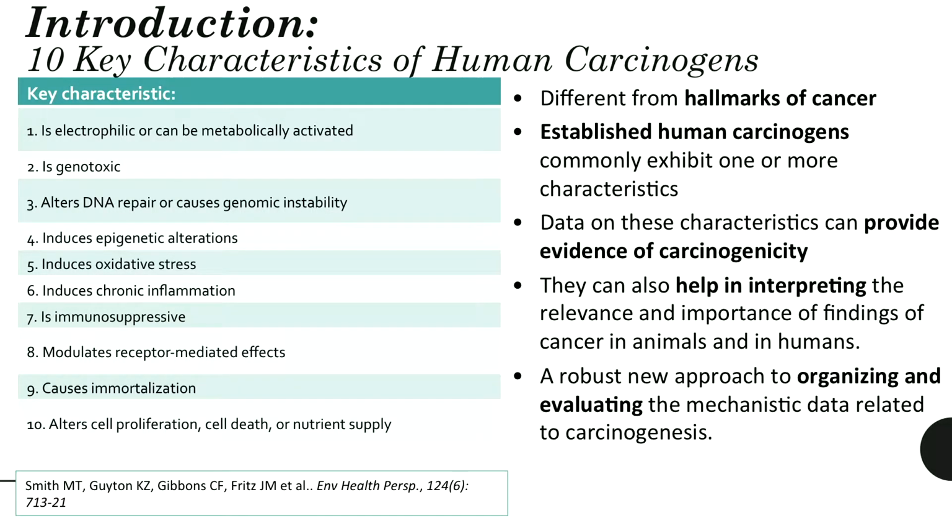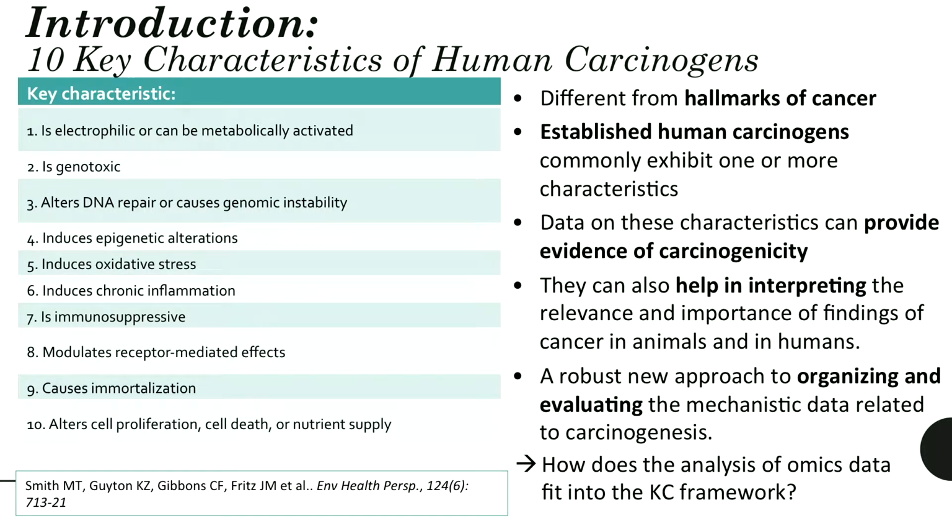These 10 key characteristics were created by Smith et al. in 2016. These are different than the hallmarks of cancer. It's based on the fact that established human carcinogens commonly exhibit one or more of these key characteristics. And data on these key characteristics can provide evidence for carcinogenicity. They can also help in interpreting the relevance of the importance of findings for cancer in animals and humans. And it's a robust new approach to organize and evaluate mechanistic data related to carcinogenesis.